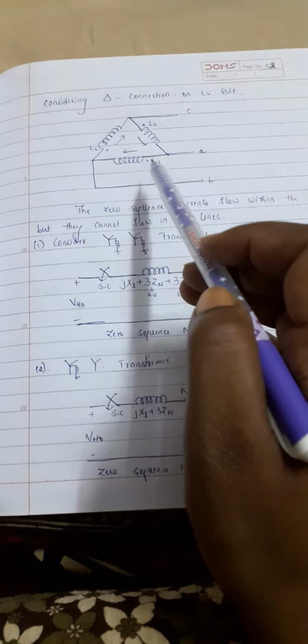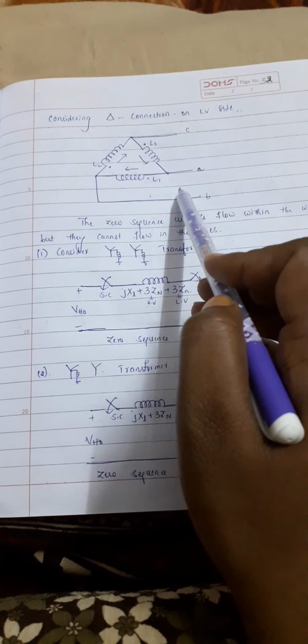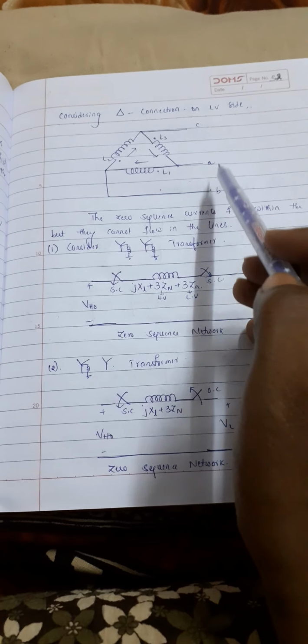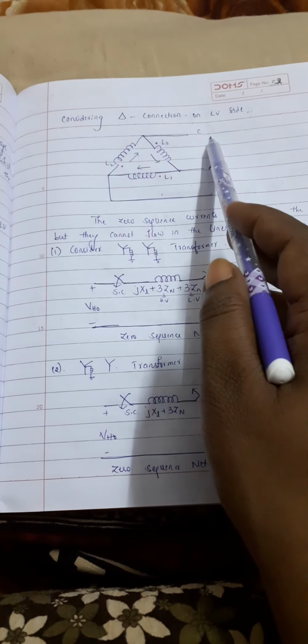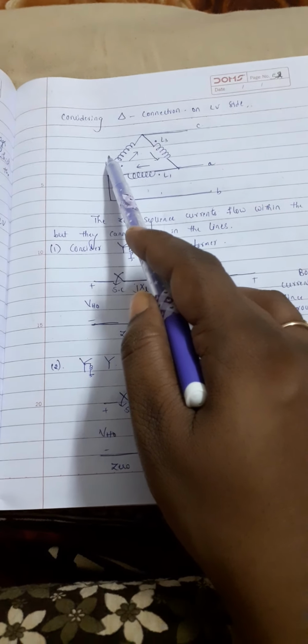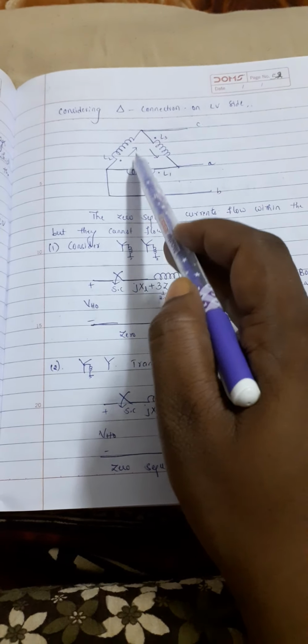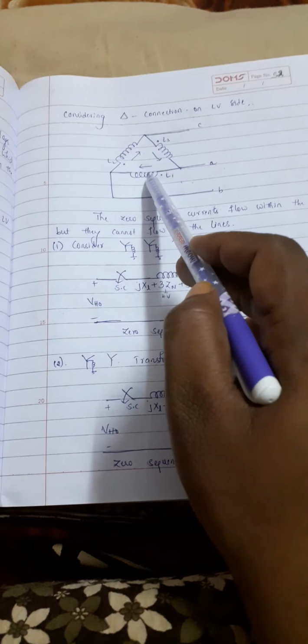Now suppose instead of star I have a delta connection on the LV side. The phases are represented like this: A, B and C, and these are the low voltage windings, and these are the currents which are flowing in them.